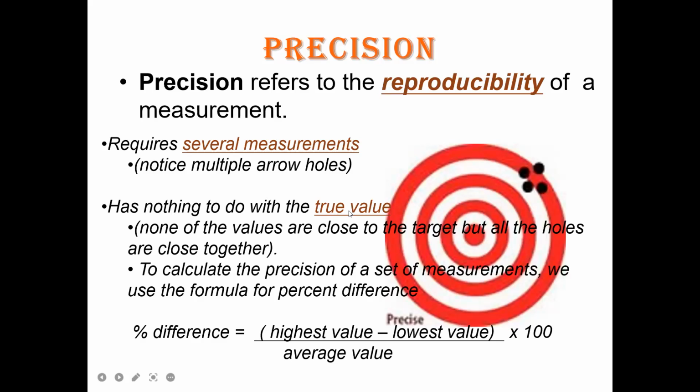And it has nothing to do with the true value. You notice how far away they are from the true value. None of the values are close to the target, but they are close together. So to calculate the precision of a set of measurements, we need to use this formula, which is known as percent difference. In order to do that, you take the highest value of the values that you have, subtract the lowest value from it, divide it by the average value, and multiply it times 100.